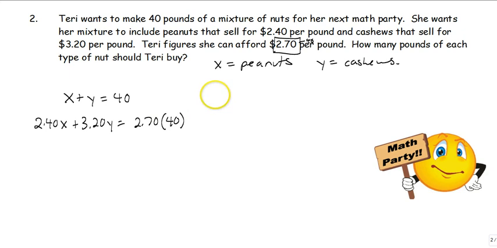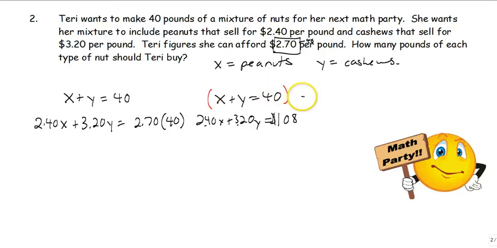So my actual equation becomes x plus y equals 40, and then 240x plus 320y equals $108. So that is what we will use now to solve our system. You can do it either way. You can decide to do it with substitution or elimination. I'm going to do elimination.